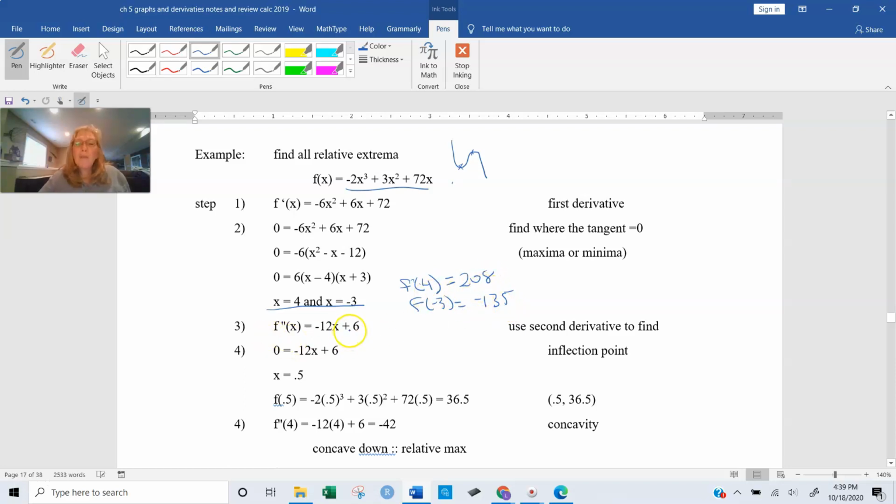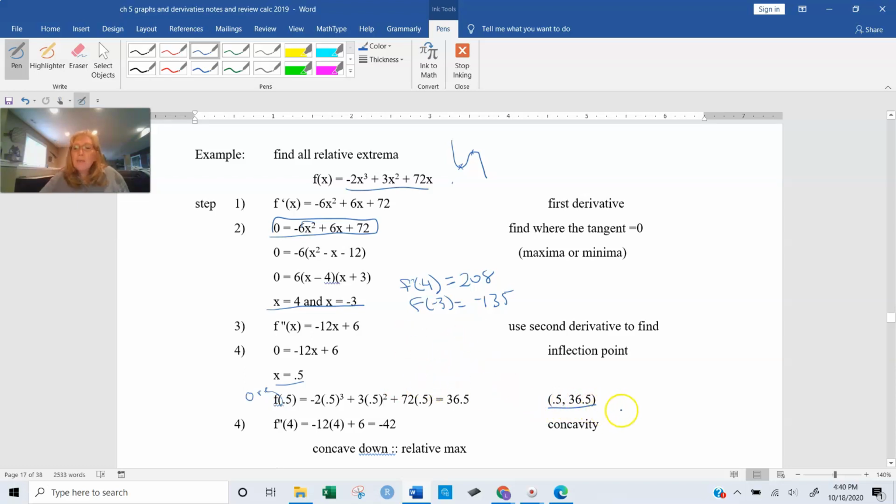My second derivative gives me my point of inflection. So now we're taking this and finding the second derivative. It's -12x plus 6, set that equal to 0, and we get 0.5. All right, so that's my point of inflection. So I'm going to take 0.5, plug it into my original, right? And I get 0.5, 36.5.